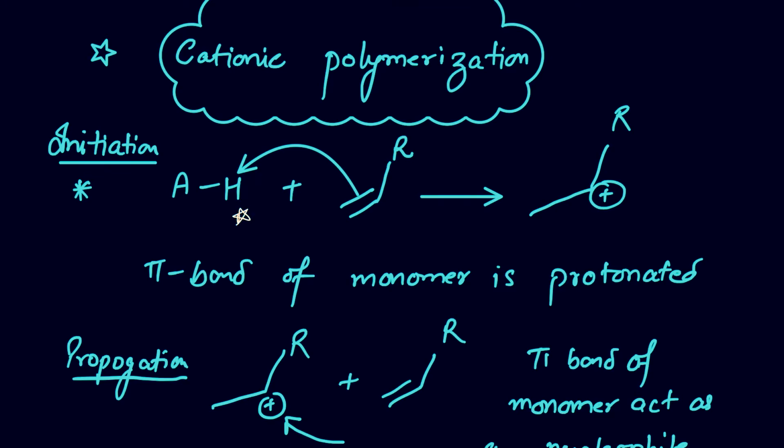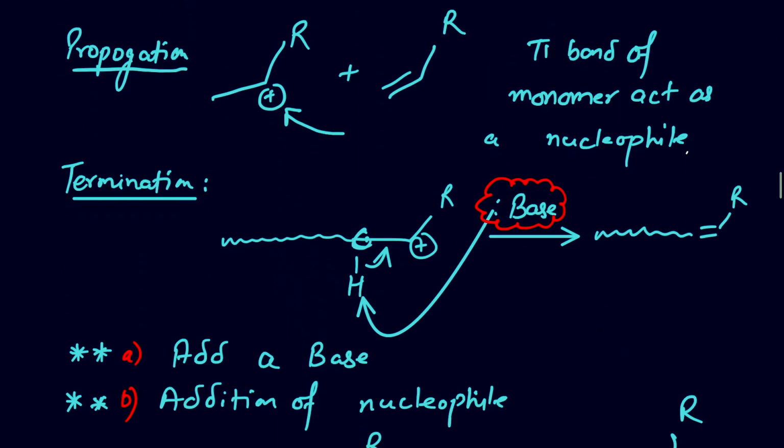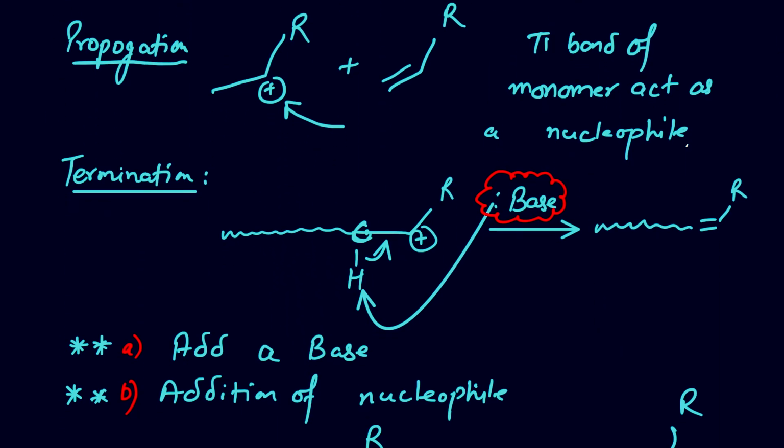Some more points of cationic polymerization. The initiation step includes protonation of the pi bond of the monomer to form carbocation. Now the propagation step includes the pi bond of the monomer acting as a nucleophile.